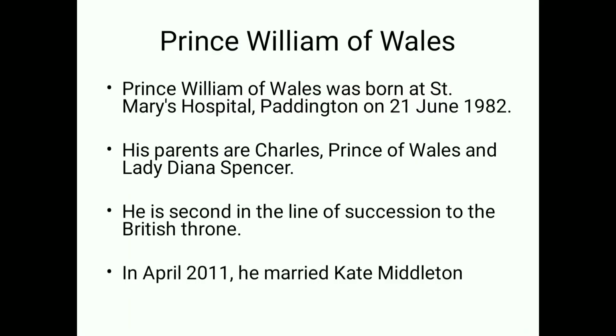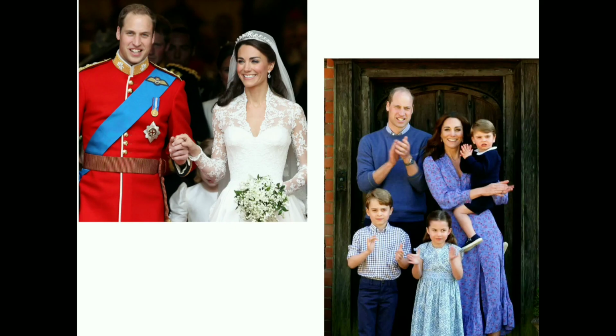Then we have Prince William of Wales. Prince William of Wales was born at St. Mary's Hospital in Paddington on 21st June 1982. His parents are Charles, Prince of Wales, and Lady Diana Spencer. He is second in the line of succession to the British throne, because just after Queen Elizabeth II, we have Prince Charles. Then only we can have Prince William. So that is why he's second in the line of succession to the British throne. In April 2011, he married Kate Middleton. Here is the picture of their beautiful family.